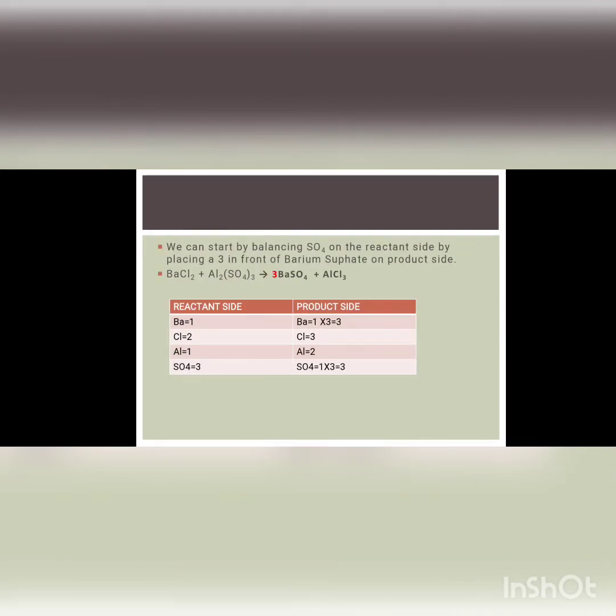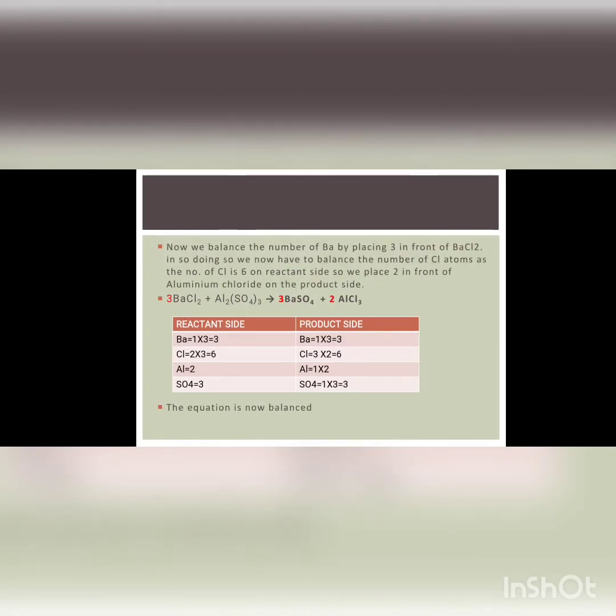Now we can see that the number of barium atoms on the product side is 3. Cl remains as 3, aluminium remains as 2, sulfate becomes 3. So now the number of only sulfate ions is balanced. The next step would be to balance the number of barium. That can be done by placing a 3 in front of barium chloride. That I have done. By doing so, I have made number of barium atoms on the reactant side to be 3. It is also 3 on the product side.